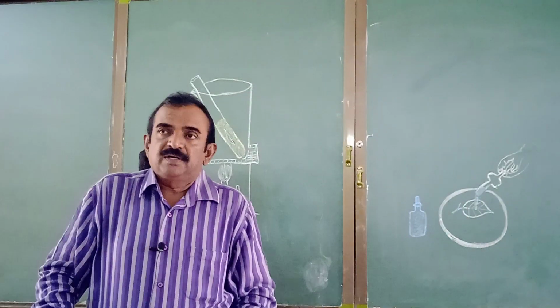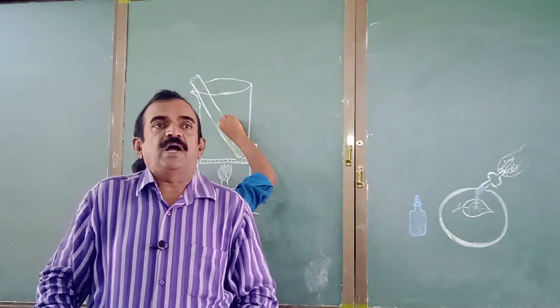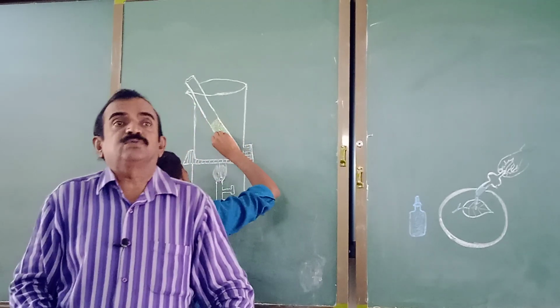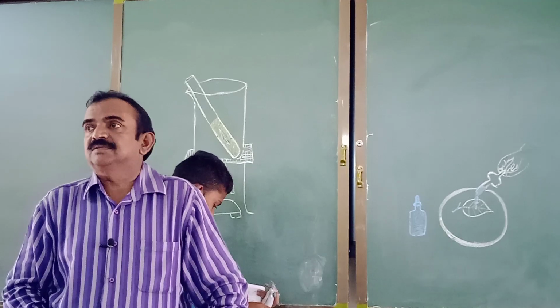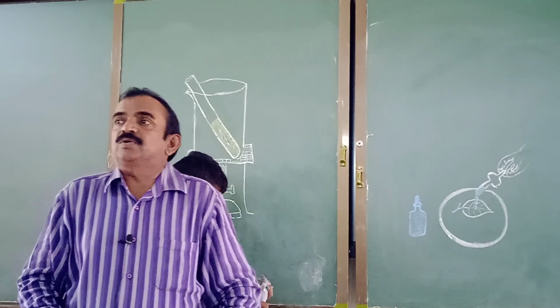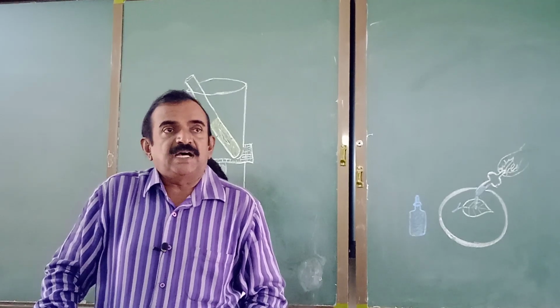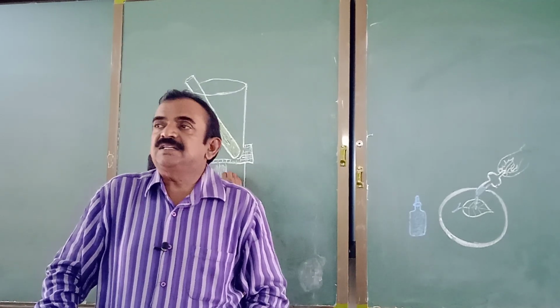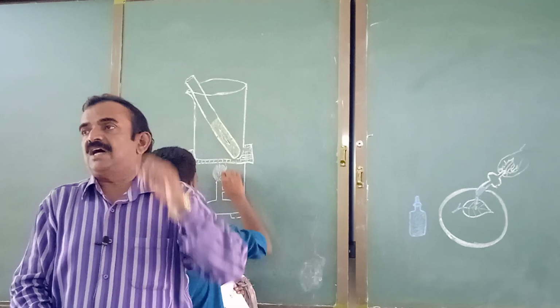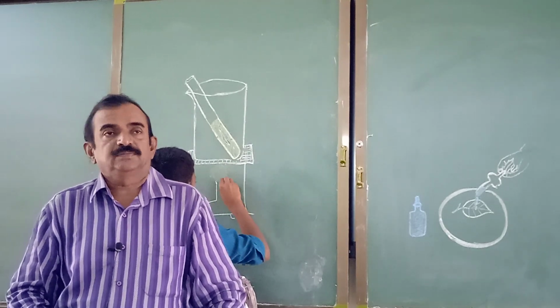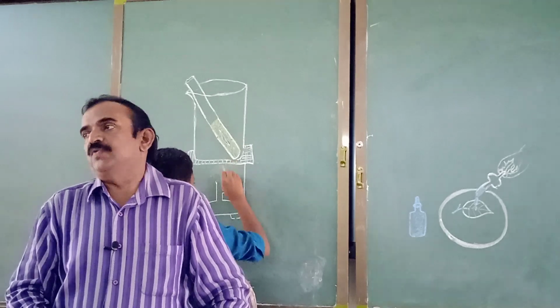And today we are discussing what? The presence of starch in leaf. To test the presence of starch in leaf. Listen. Starch means carbohydrate. The simple one is glucose. So plants are preparing food.